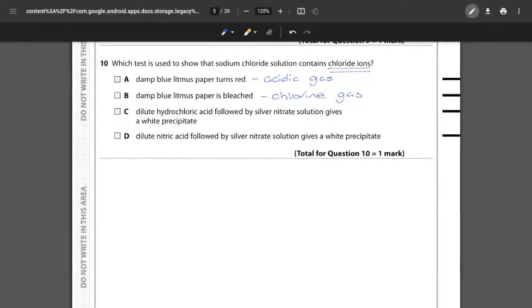So that then leaves us with our silver nitrate, and we're either adding hydrochloric acid or nitric acid. Well, the hydrochloric would give us a false positive, because hydrochloric acid, of course, already contains the chloride ions. Therefore, our answer must be D, where we have the dilute nitric acid being added to the silver nitrate, and we know for chloride it gives a white precipitate. If it was a bromide, we would get a cream precipitate, and if it was an iodide, we would get a yellow precipitate.